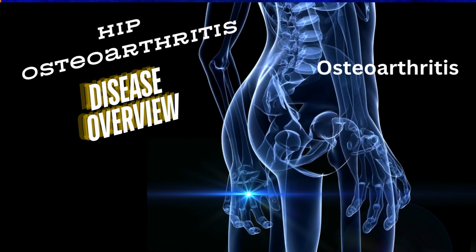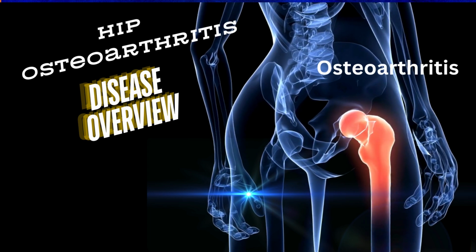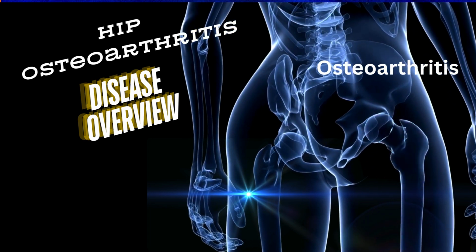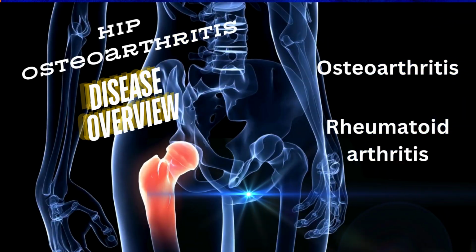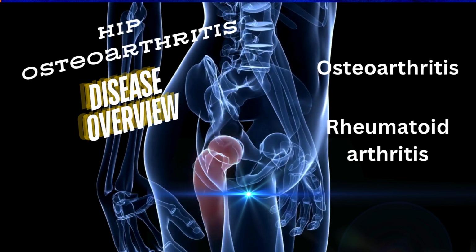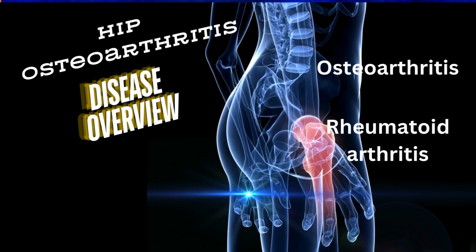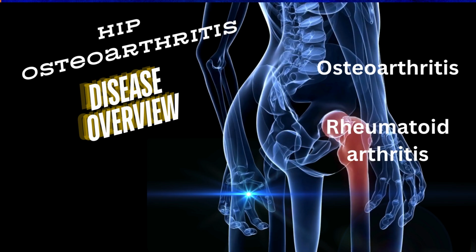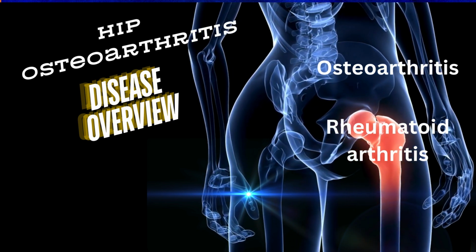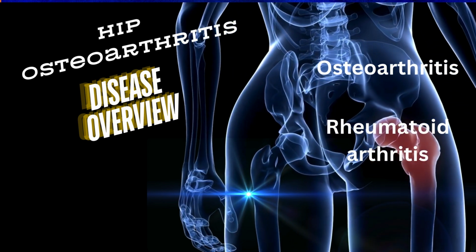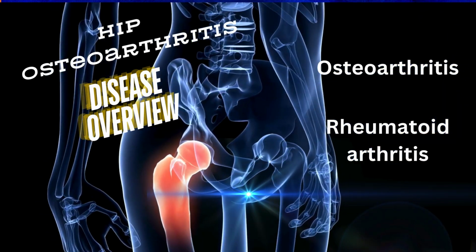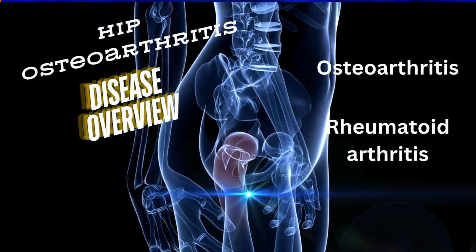The bone ends rub against each other and cause hip pain. Second is rheumatoid arthritis. This is an autoimmune disease in which the tissue lining the joint, synovium, becomes inflamed, resulting in the production of excessive joint fluid or synovial fluid. This leads to loss of cartilage causing pain and stiffness.